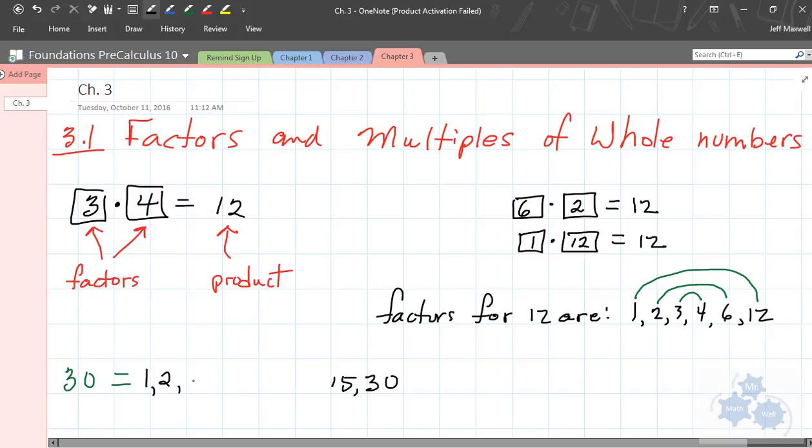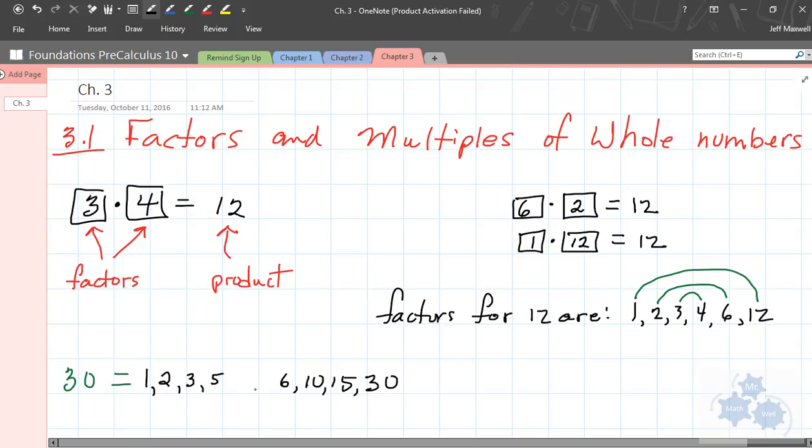Yes, it is. Why? Because 3 times 10 is 30. Okay, what about 4? 4 times another whole number to give you 30? I don't think so. What about 5? Yes. 5 times 6, right?